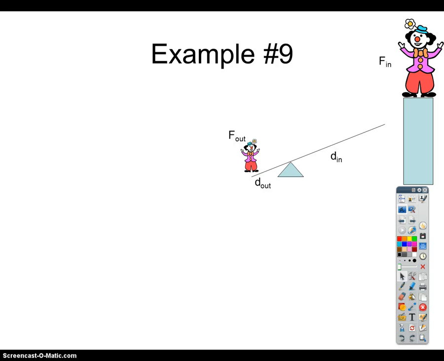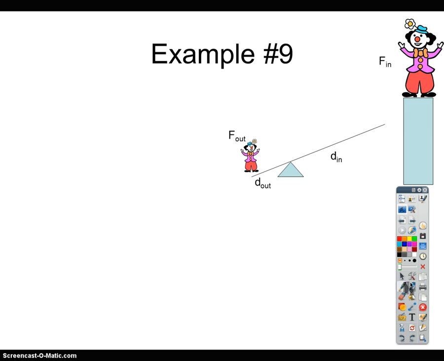This is Energy and Machines example number 9, and there's two parts to it. You've got two clowns, so you've got a larger clown of a bigger mass and a smaller clown of a lower mass, and the larger clown is going to jump from here down onto this end of this teeter-totter, and when he does that, he's going to send the other guy up in the air.